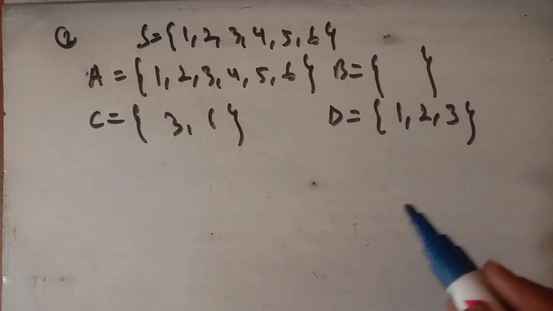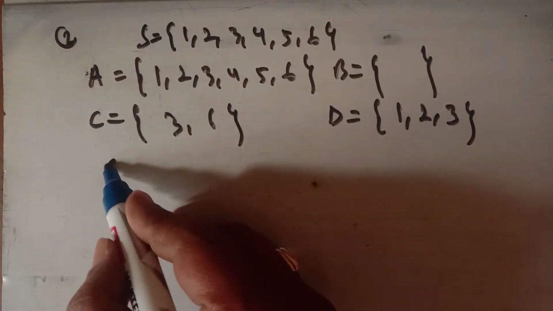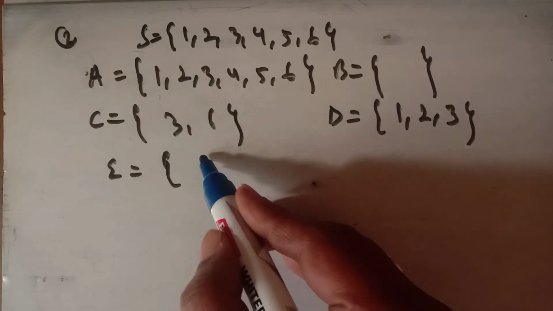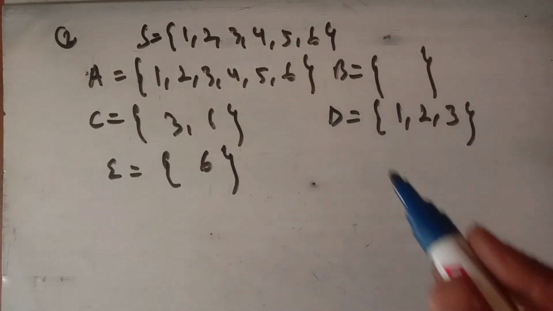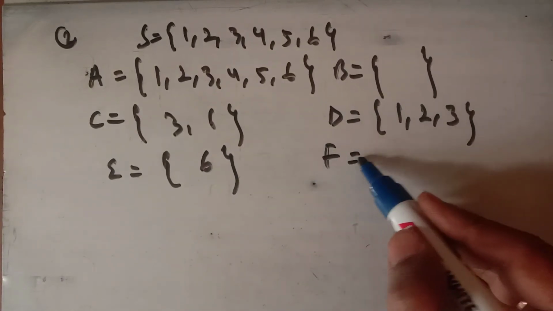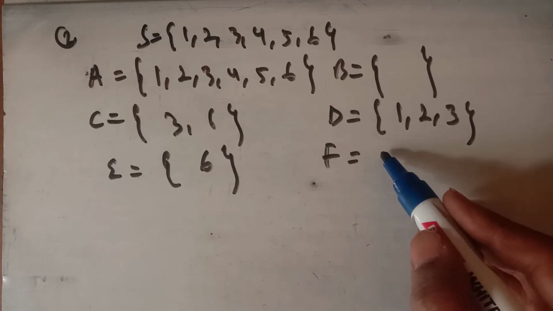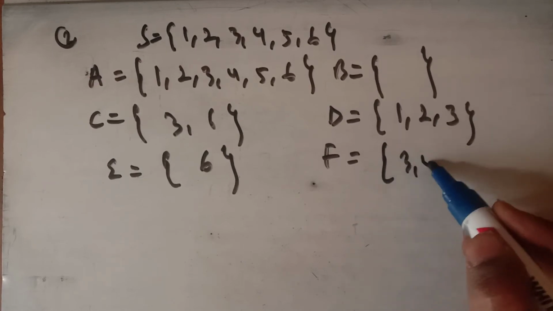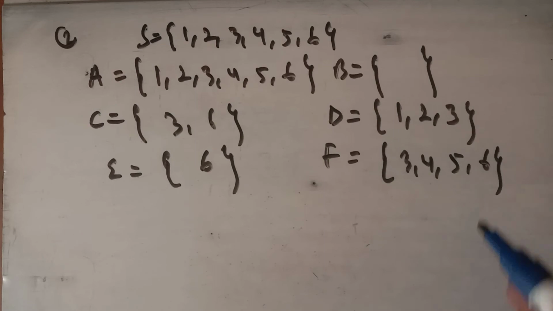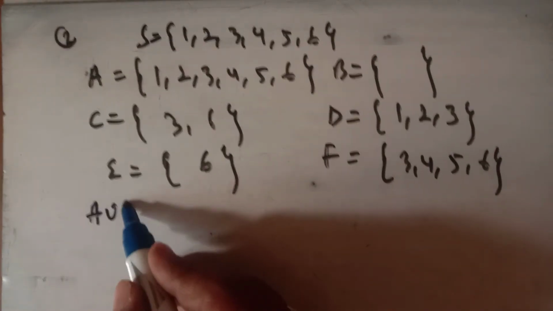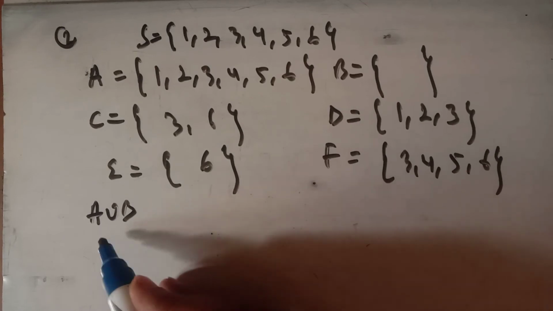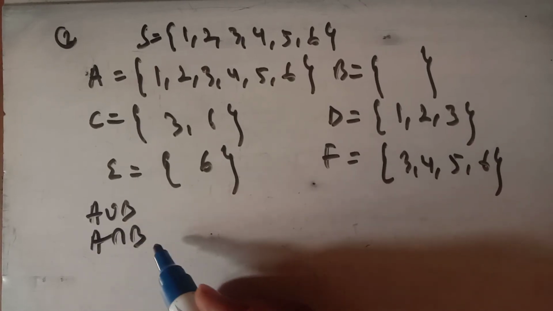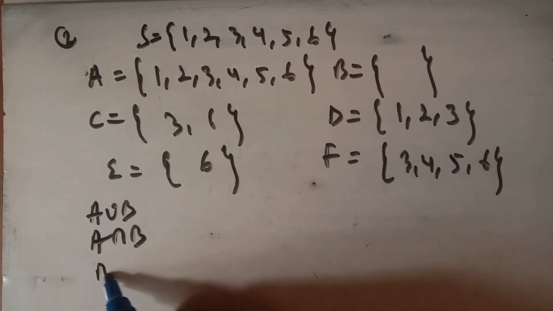Read the question carefully. In the fifth part, we have the event E, which is the even number greater than 4. तो even number greater than 4 6 है यहाँ पर. And F is the number not less than 3. 3 से कम ना हो, तो 3 4 5 6. So these are the events described in this question, and you have to find in these parts A union B, you have to find A intersection B, then you have to find B union C.